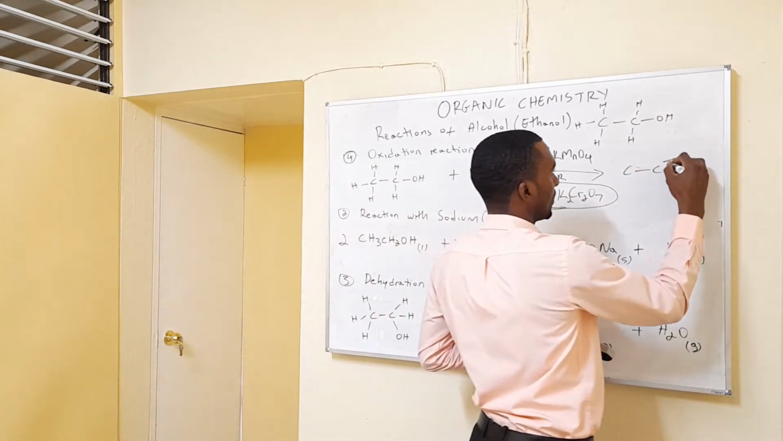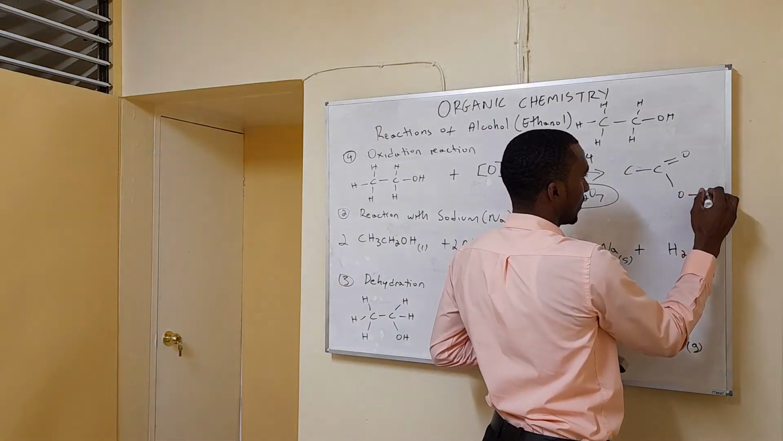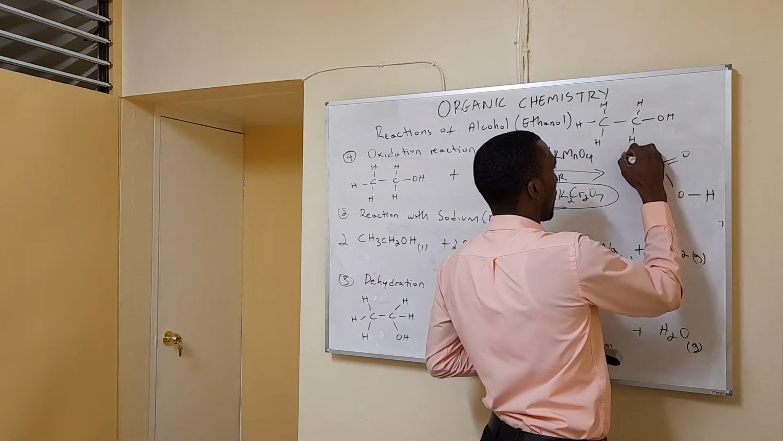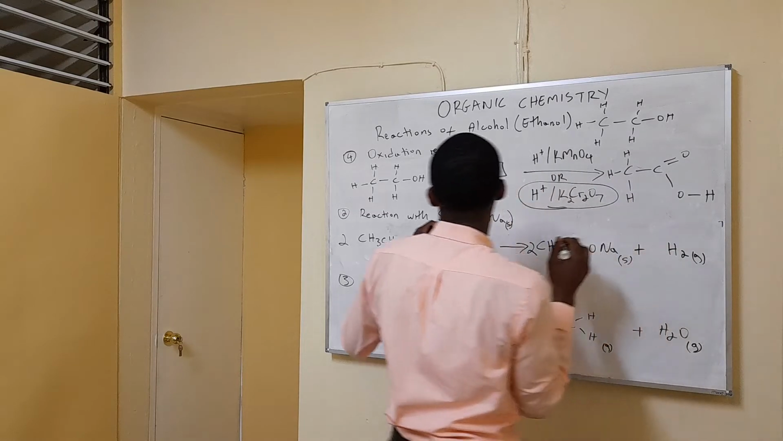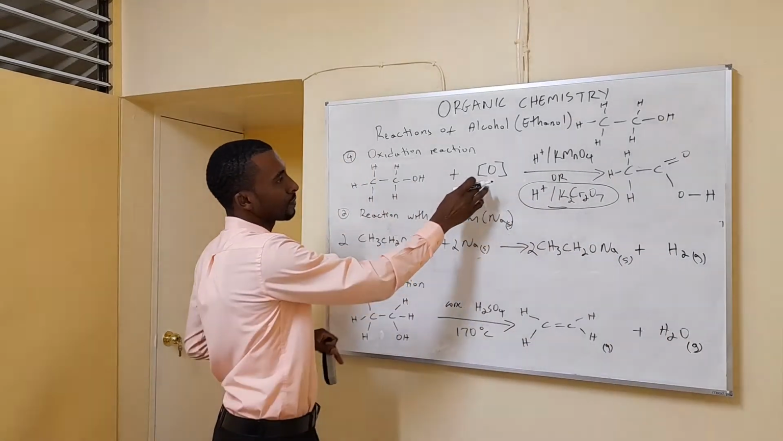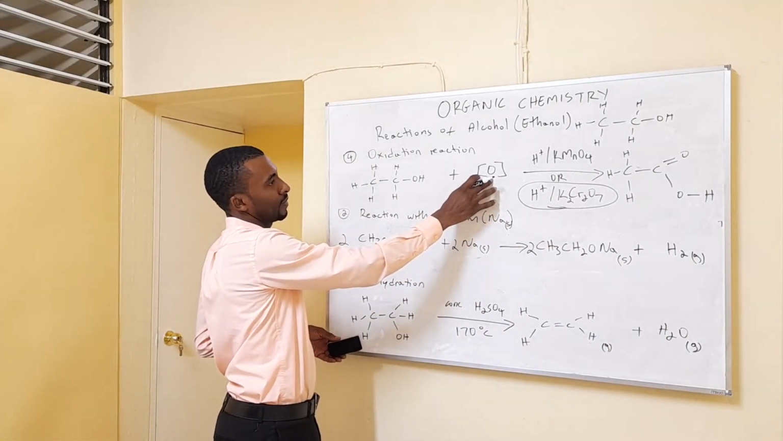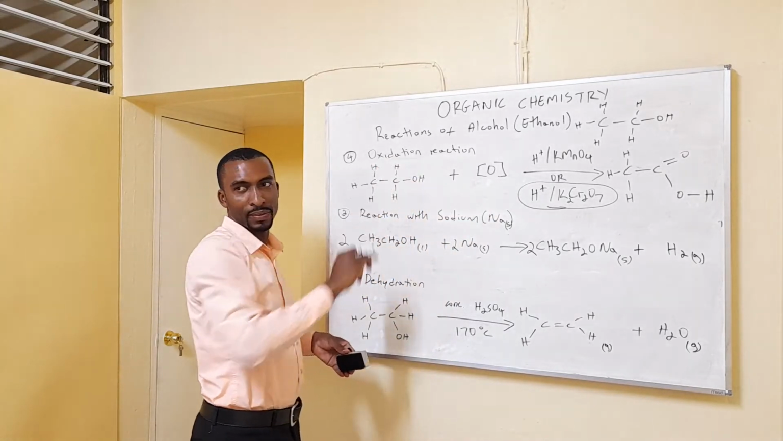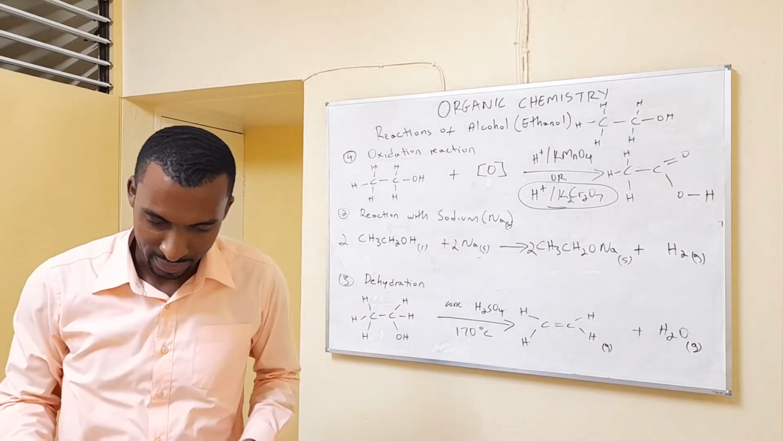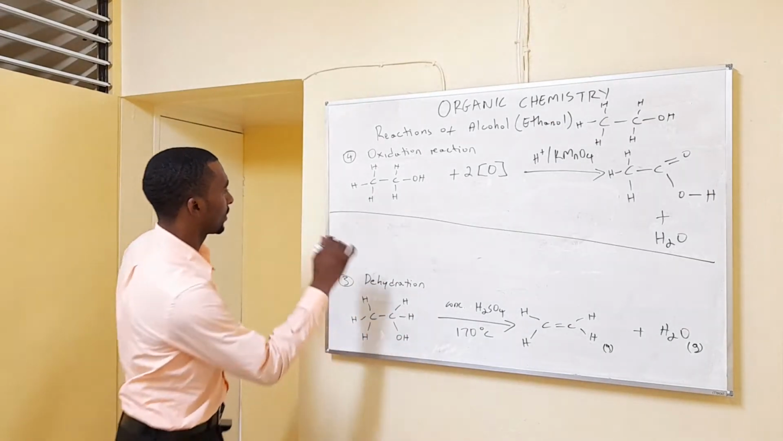Over here, C double bond O, OH. So the oxygen would basically replace the 2 hydrogens in the CH2. That's basically what's happening. And then 5.